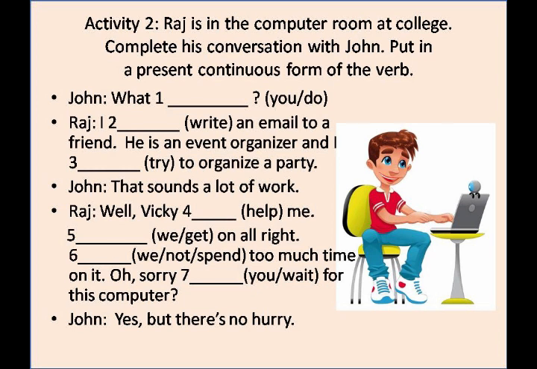In the second activity, there is a conversation between two friends, Raj and John. You have to complete the conversation. The activity is in the form of fill in the blanks, and you have to apply the present continuous form of the verb. For example, "John, what ___ you do?" The answer will be "What are you doing?" In the same way, write down the answers in your notebook and check your answers. Answers are given after each activity.